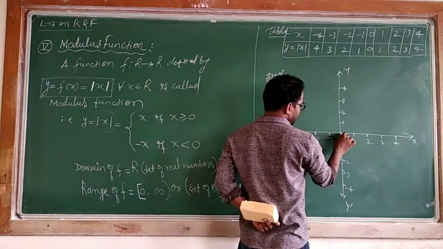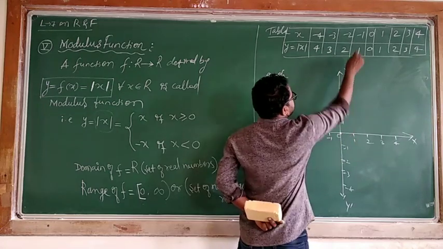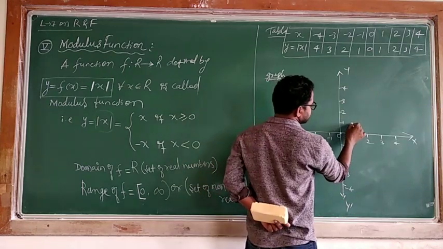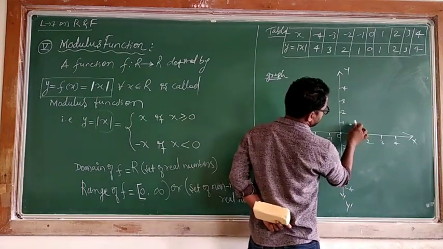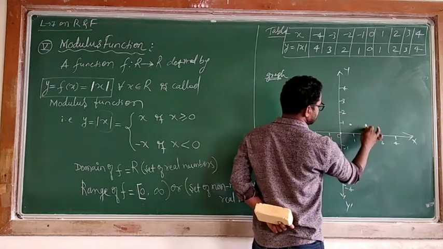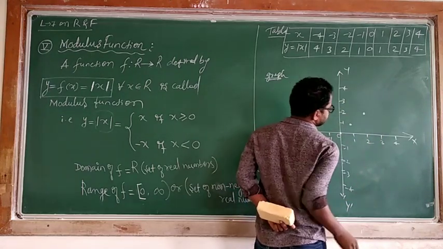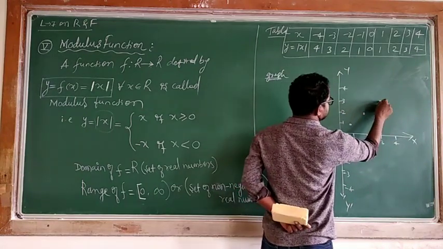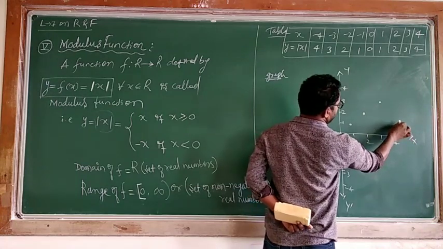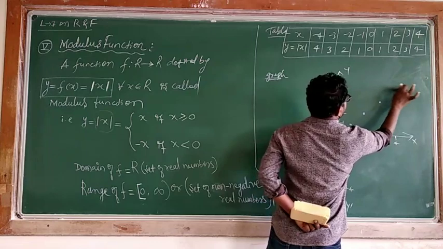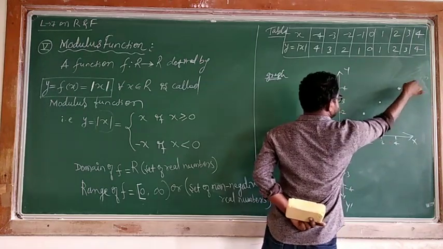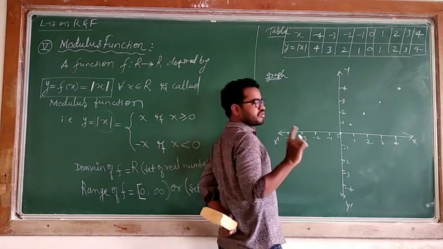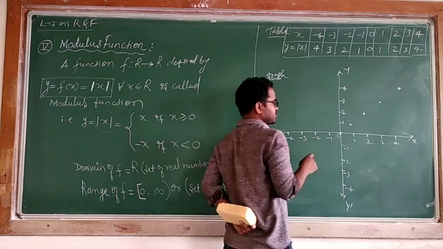When x is 0, y is 0 only. X is plus 1, y is also plus 1. X is 2, y is 2 only. X is 3, y is 3. When x is 4, y is 4. You will get a straight line. You take any value x, you will get the same value, but it is positive. When you take positive, positive you will get. If it is negative, you will get positive.